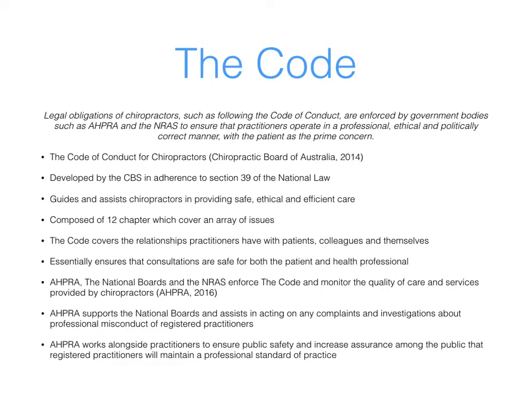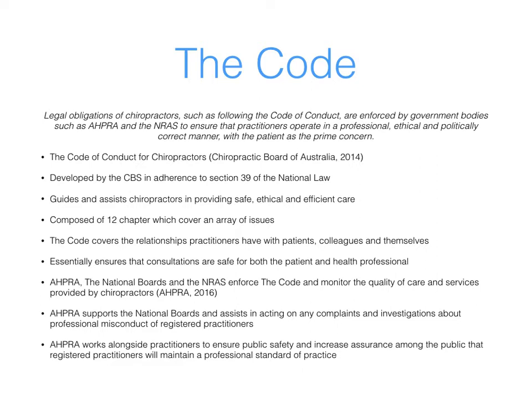For example, the third chapter relates to working with patients and covers issues such as confidentiality and privacy of patients, informed consent, culturally appropriate practice, and responding to complaints from patients. Chapter 5 relates to respect for colleagues, and chapters 8 and 9 discuss professional performance and behaviour. Therefore, the code of conduct covers the relationship chiropractors have with patients, with colleagues, and with themselves.